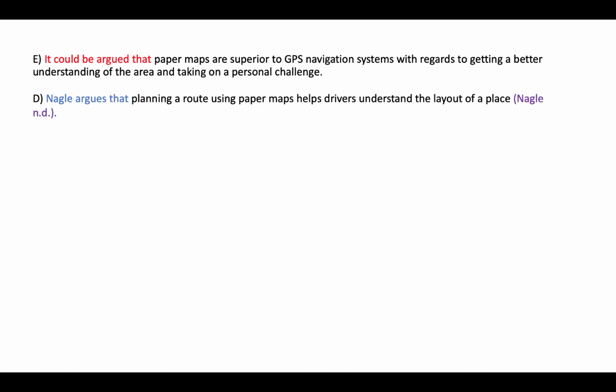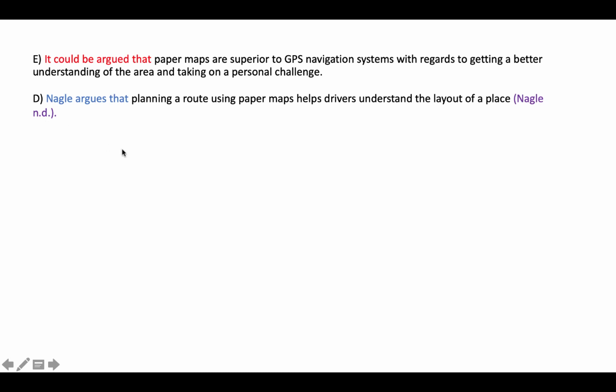So the next sentence is, Nagel argues that planning a route using paper maps helps drivers understand the layout of a place. So here, notice understand the layout of a place and understanding of the area. They are very similar ideas. Okay, we've got our in-text citation here with the name of the author, and we've got ND, which stands for no date.